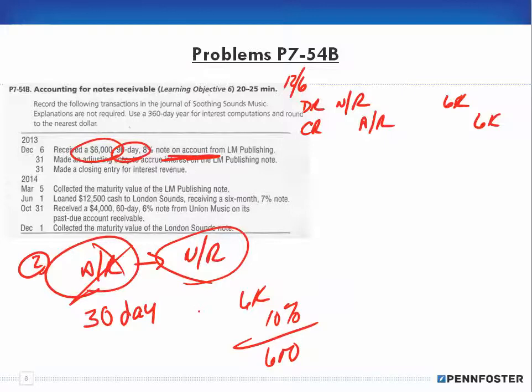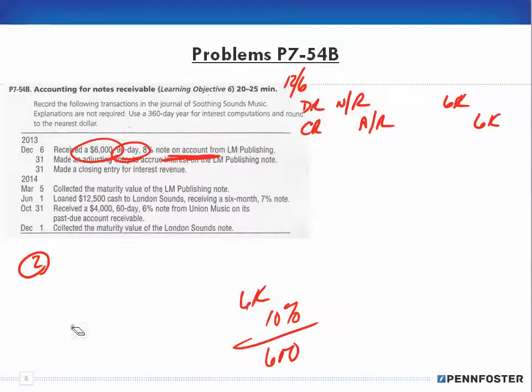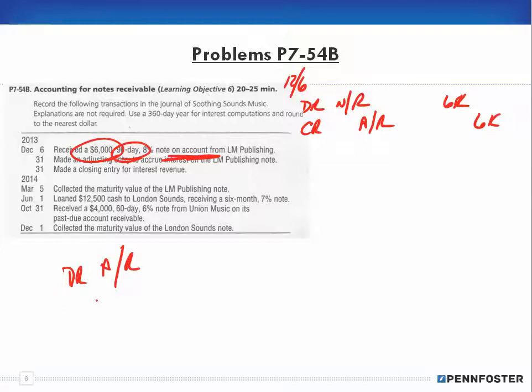Now, can it happen? Yes, it can happen. And that's what we're doing here for 12-6, is we're saying that, okay, this was on account. So we're converting our accounts receivable to a note receivable. So if we had debited our accounts receivable to begin with, because we credited our revenue, right? That was the original sale for 6,000, all right?